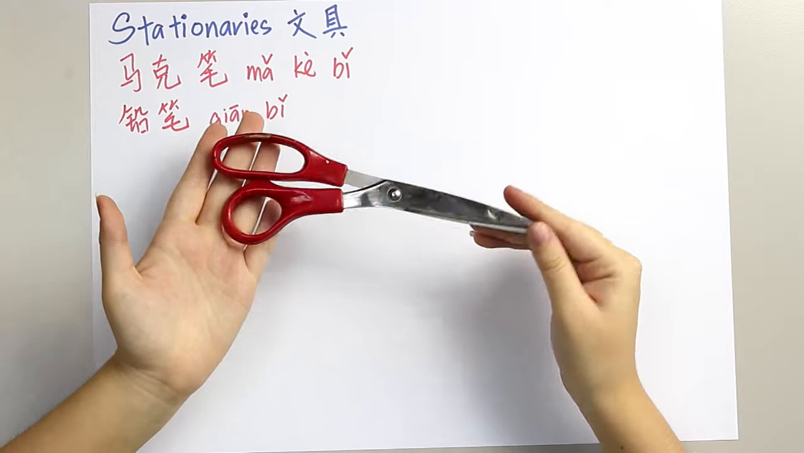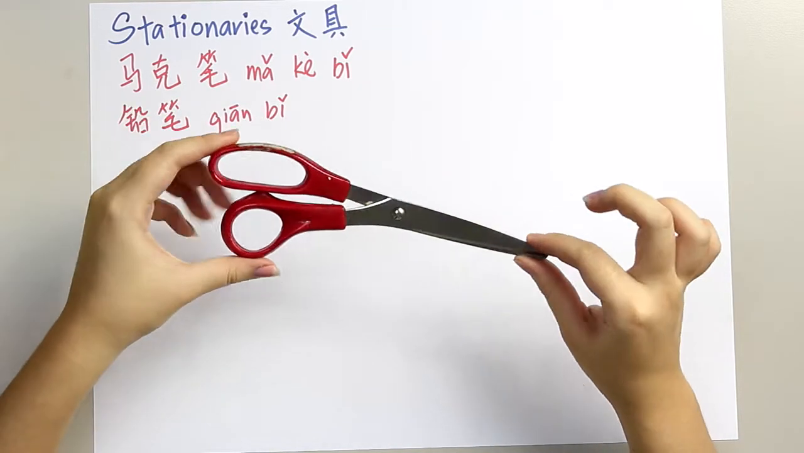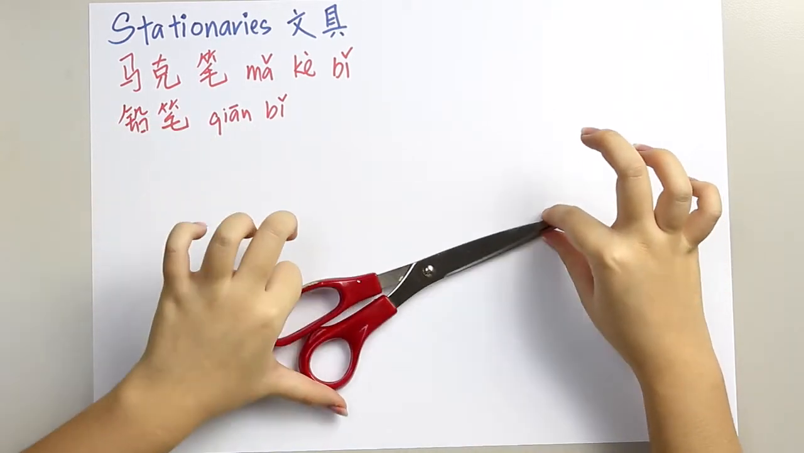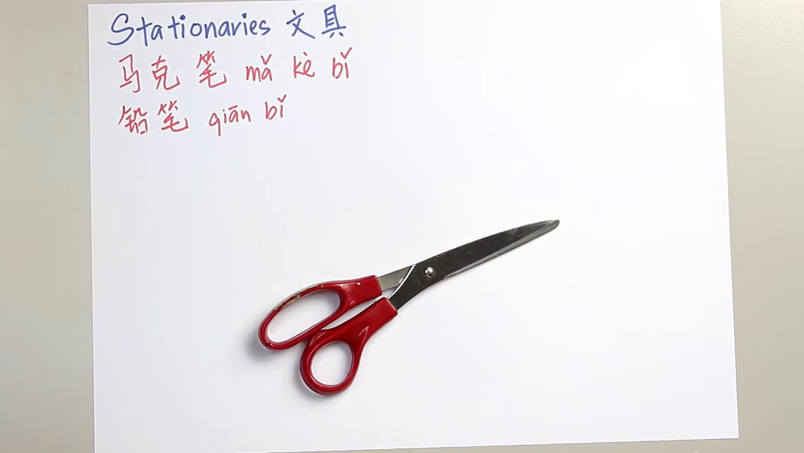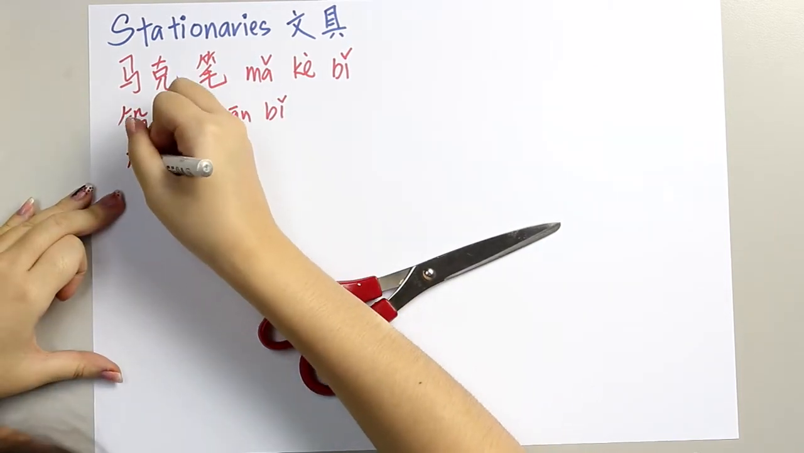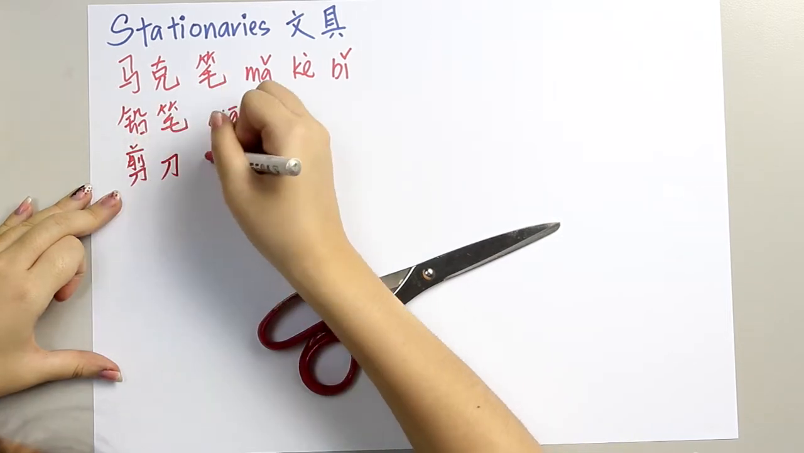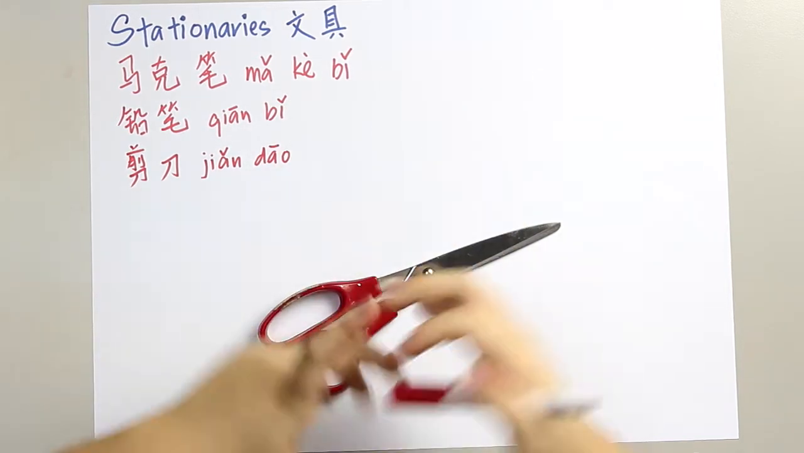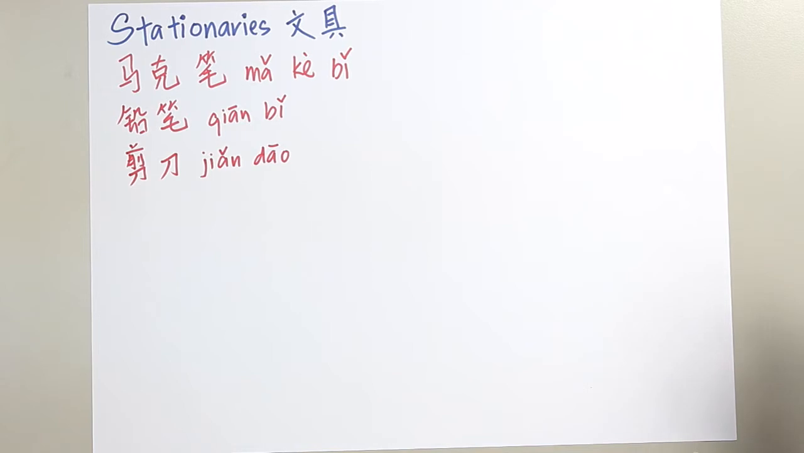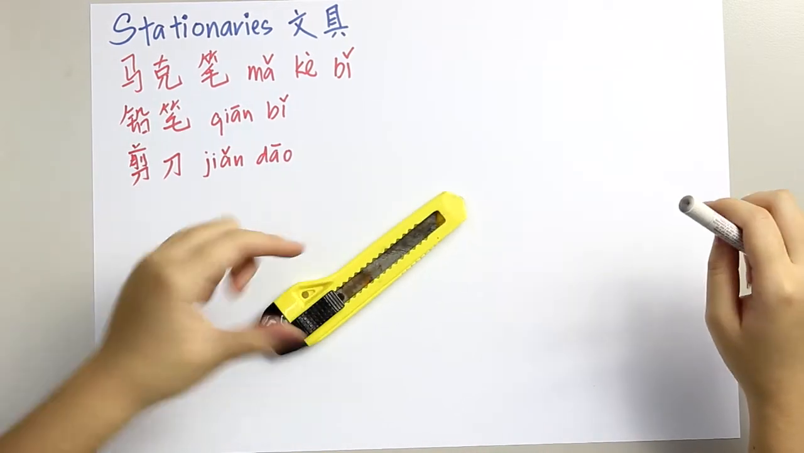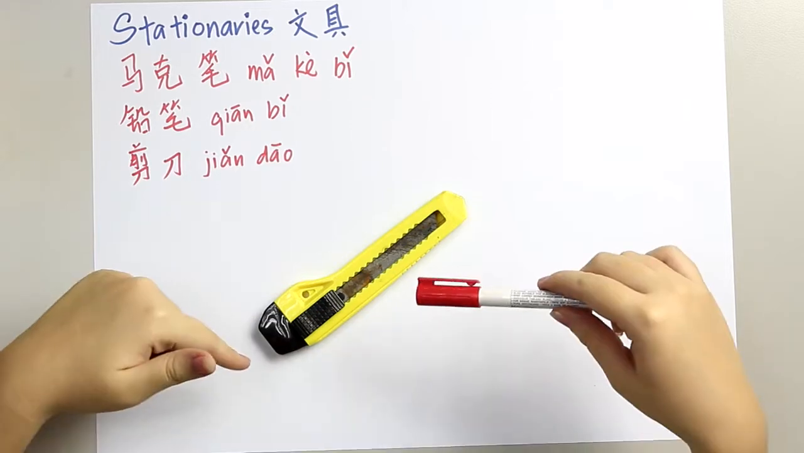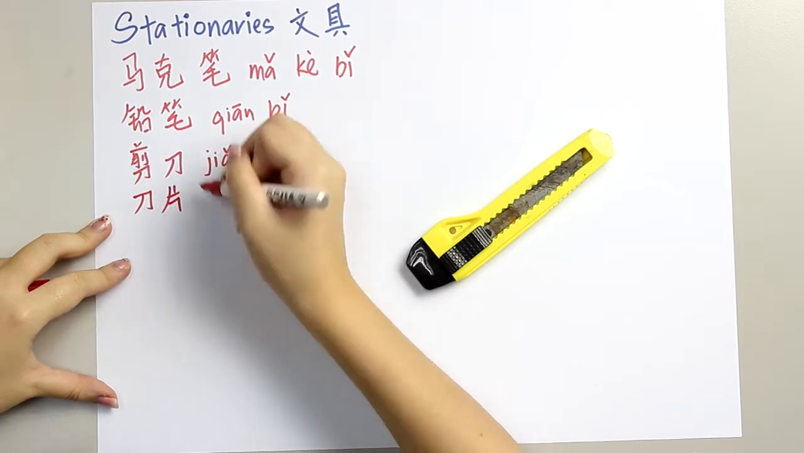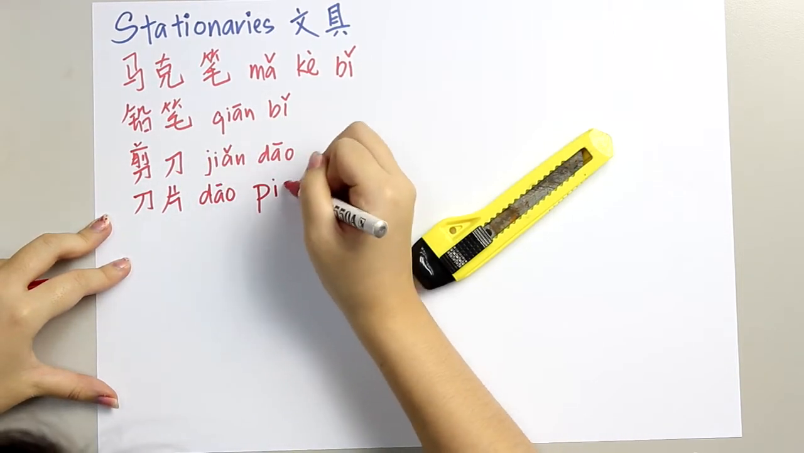And this, we use this when we cut the paper and even in the kitchen. But what is this thing called? For scissors, we call as 剪刀. How about this? Cutter. Cutter we call as 刀片.